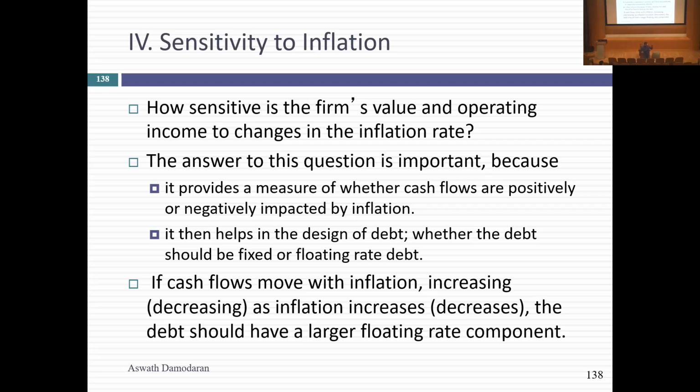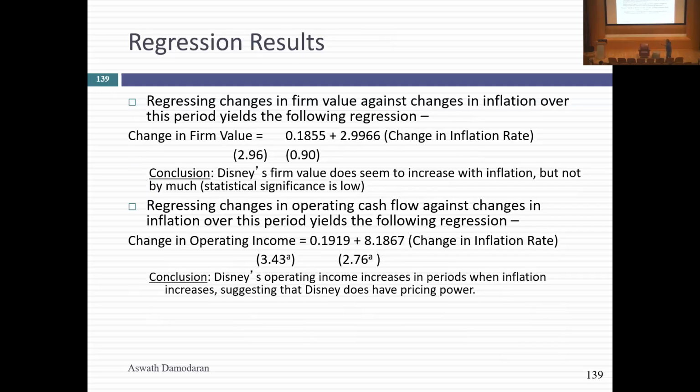So inflation goes up, your earnings should go up. The value might go up. Now, the reason it might not, you're going to very quickly see: even if earnings go up with inflation, your value might not necessarily go up because your discount rates are also going up. But I was just curious what the effect would be. And here's what the output looked like. Firm value went up about 3% for every 1% increase in inflation, but the T statistic is marginal. Operating income goes up about 8.19% for every 1% increase in inflation, and the T statistic here is significant.